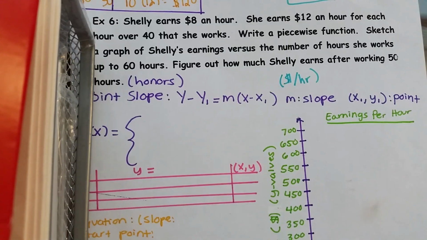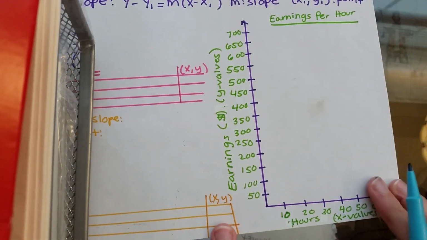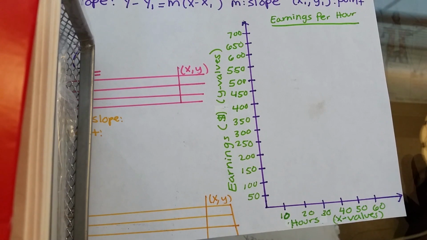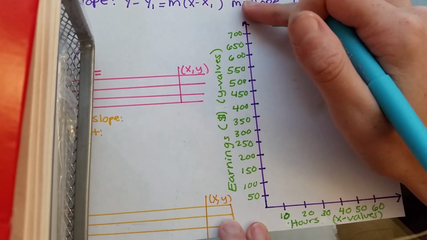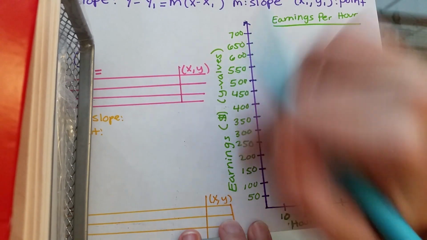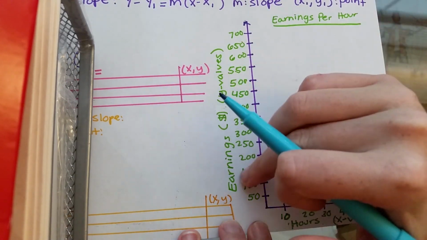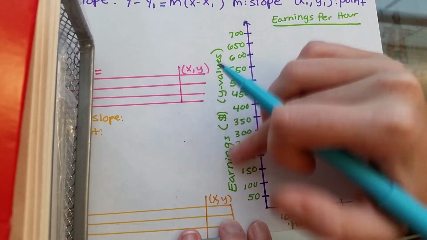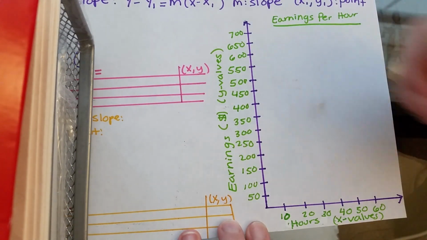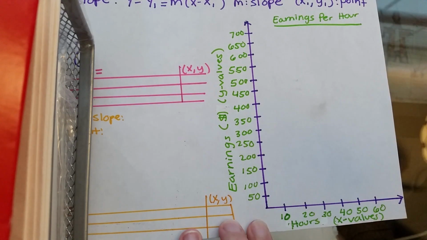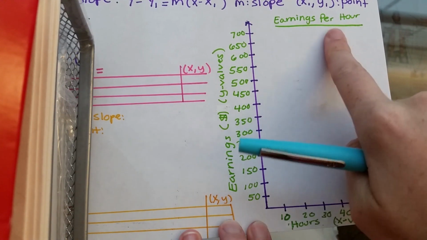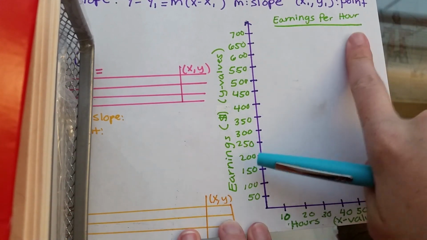Alright, so eventually we're going to be graphing this. So if you want to go ahead and copy down the graph, you can. I already know how high it's going to go, so that's why I made it up to 700. On the y-axis, we're going to be recording how much Shelly has earned. So those are the y values. And on the x-axis will be how many hours Shelly has worked. It's always good to label your title and your axes.